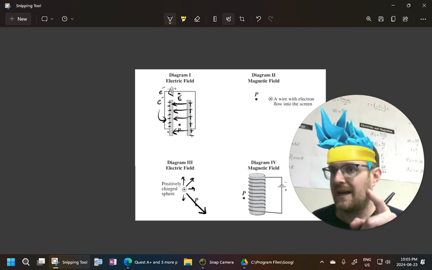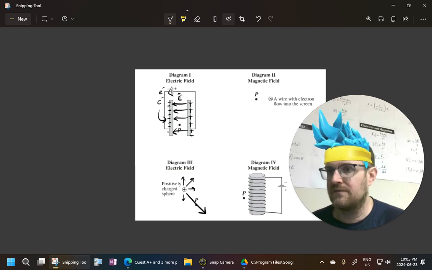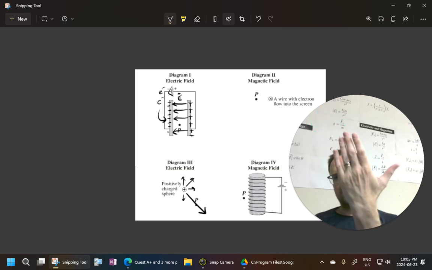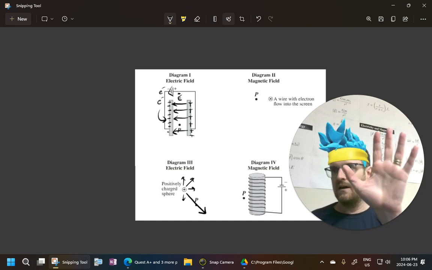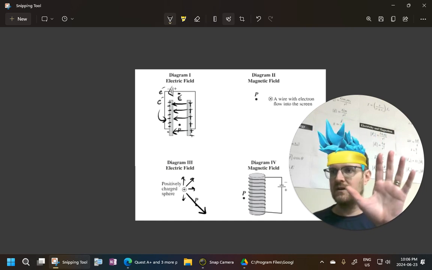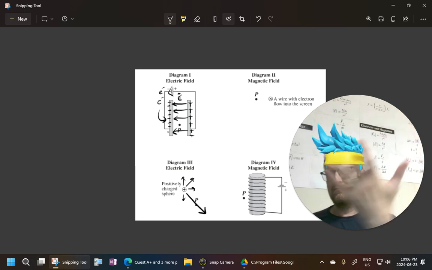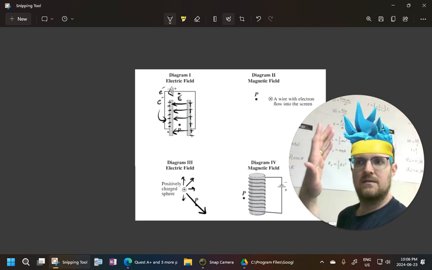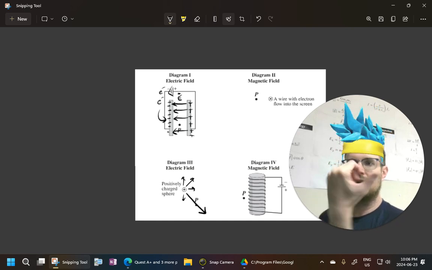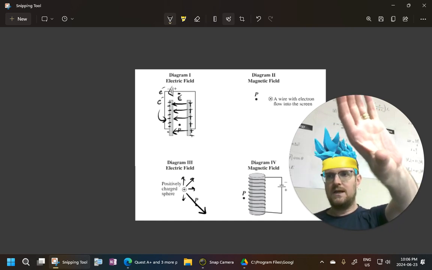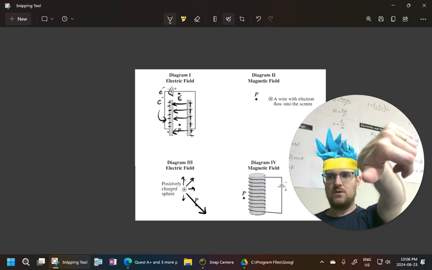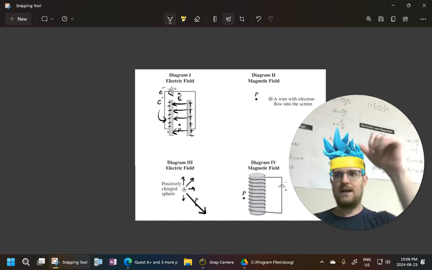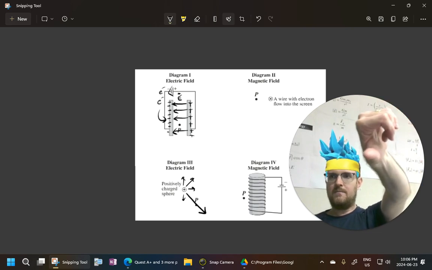So this is where I had to use one of our hand rules. We've got electron flow into the screen, so we're going to pull out our left hand. All right? Left hand, yeah, okay. This is my left hand. We're going to put a thumb into the page. It would look kind of like that to you. Thumb into the page, and it's going to curl around, okay?